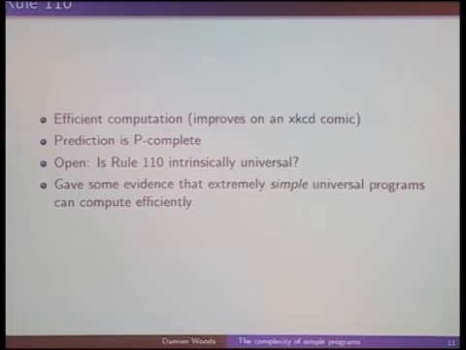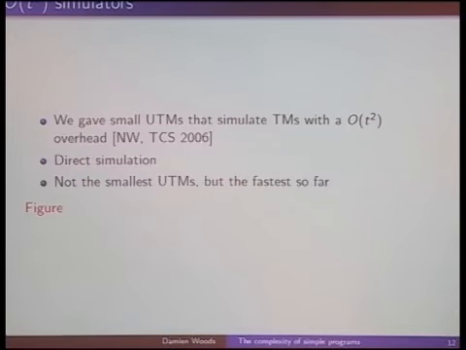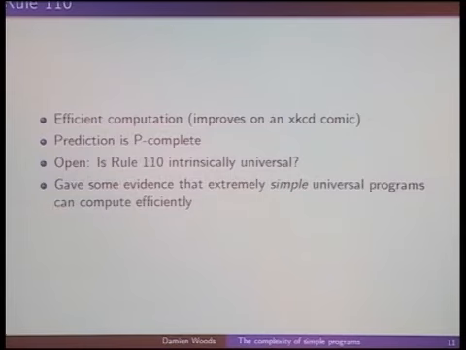Okay, so this result gives some evidence that extremely simple universal programs can compute efficiently. So, can you tell us exactly what prediction means, like formally? You say prediction is P-complete, but what is the decision problem?